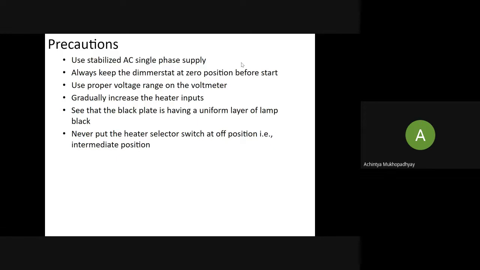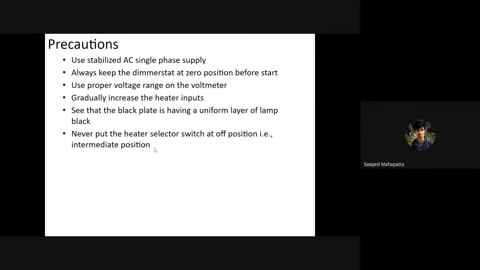See that the black plate has a uniform layer of lamp black. Here, lamp black means the soot from the lamp that you are painting over the black surface. So see that it is as uniform as possible. It should not be clumpy and lumpy at different places. And never put the heater selector switch at off position, that is, at the intermediate position. So always keep the heater selector switch either in the test plate position or in the black plate position.